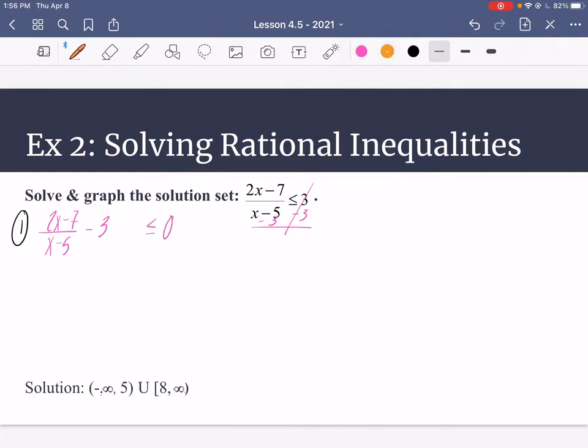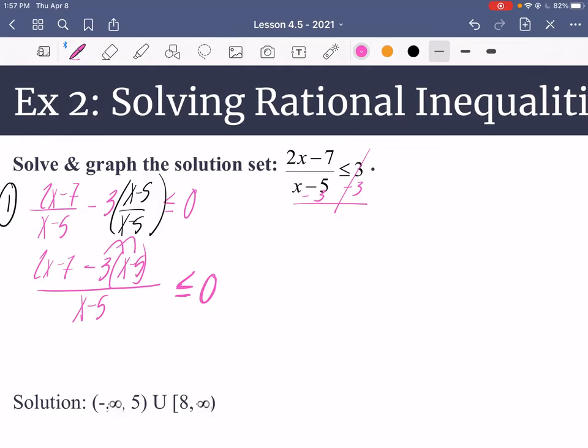Okay? Then we need to get a common denominator. So I know that that's going to be the x minus 5. So I would multiply this by (x minus 5) over (x minus 5). Okay, I'm going to combine this, now that I have a common denominator, into one numerator, all divided by x minus 5. Remember, you only write that common denominator once, is less than or equal to 0. And then I need to simplify. So I'm going to distribute this, so 2x minus 7 minus 3x plus 15, all divided by this.